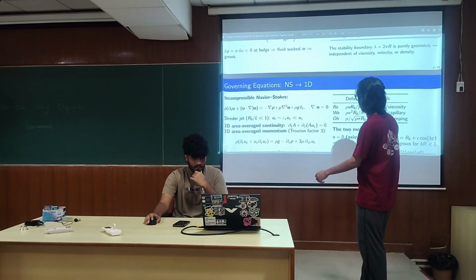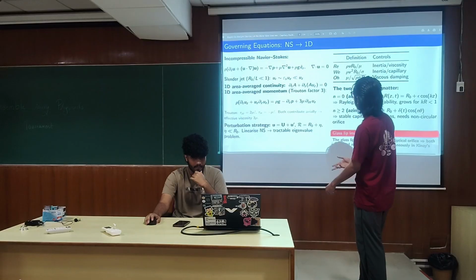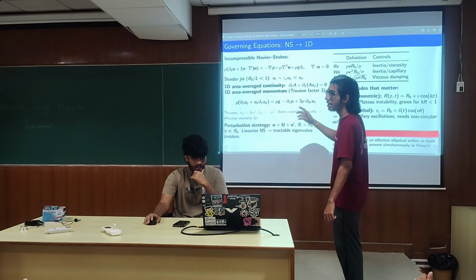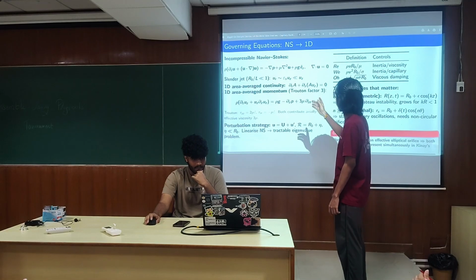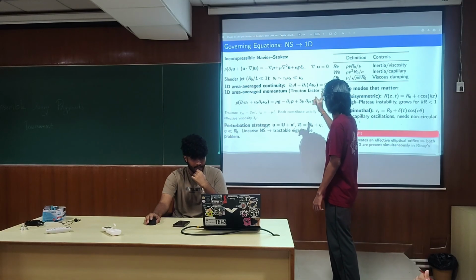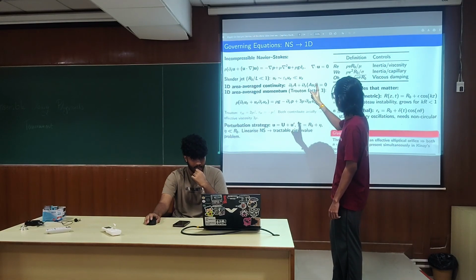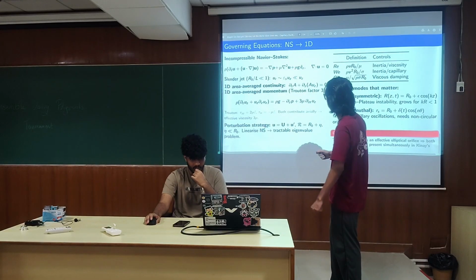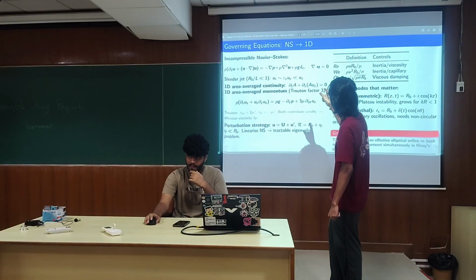So, next. Now we have the governing equation. First of all, we have the incompressible Navier-Stokes and the incompressibility condition. We take the slender jet condition here, which basically states that for this particular flow, the radius will be much smaller than the length parameter of the flow that we are taking. So in this case, the azimuthal term of the incompressible Navier-Stokes will dominate.